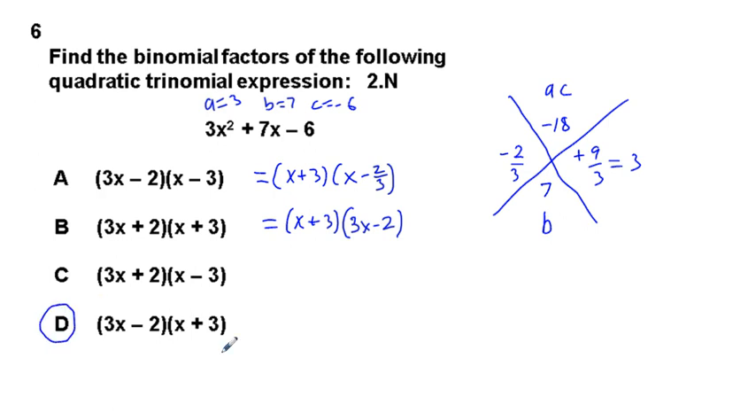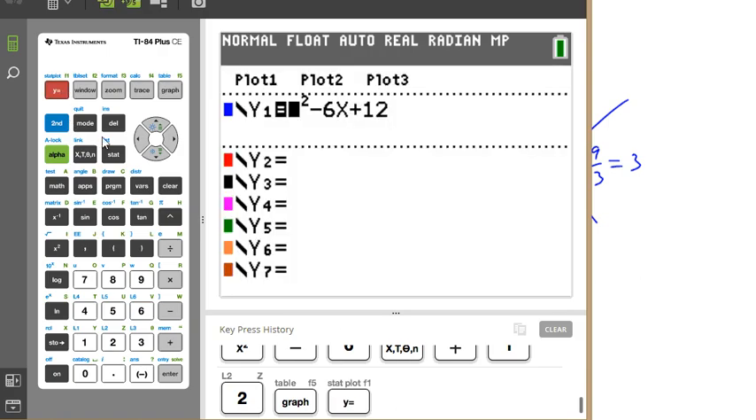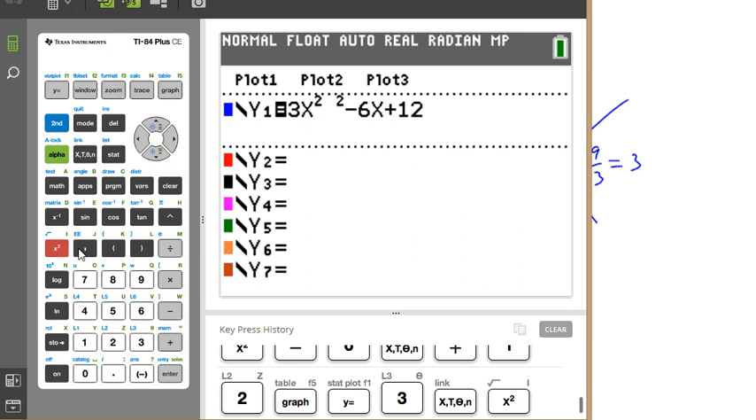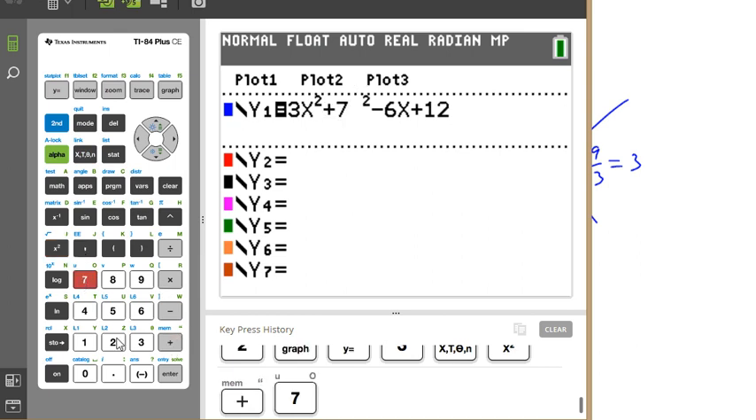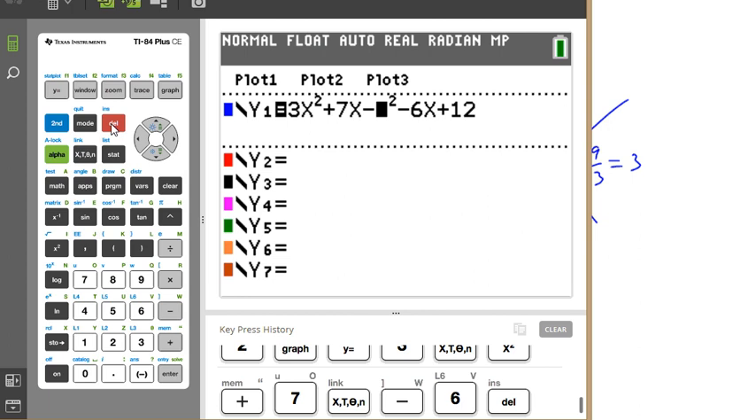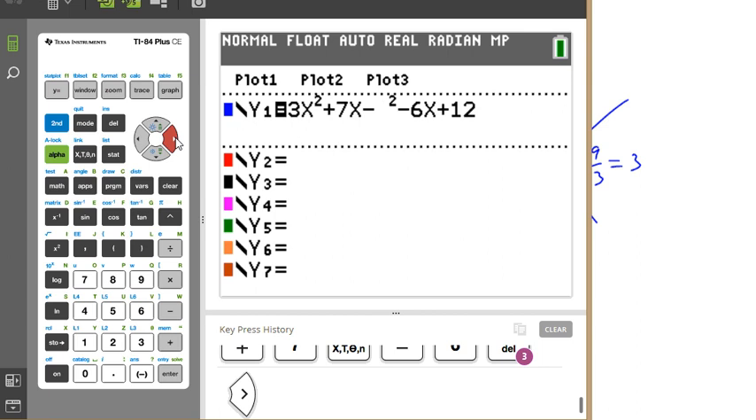I want to show you something else. In your calculator, you can check for equivalency quite easily. So we go here, and we put in 3x squared plus 7x minus 6, and I'm going to delete out the rest of this. Oops, it's not letting me do it. Let me try to delete here. I should have just deleted the whole function. There we go. So we have that.